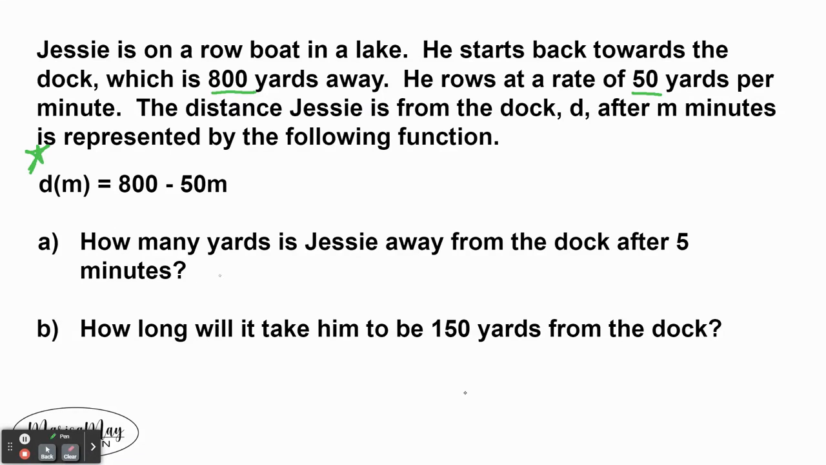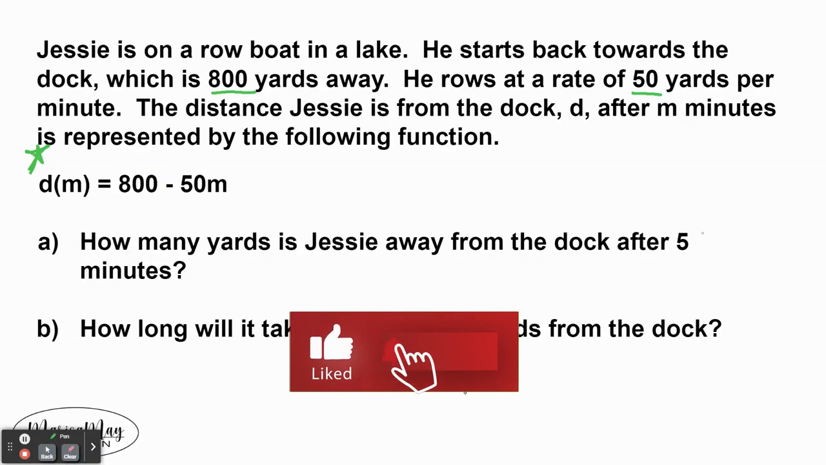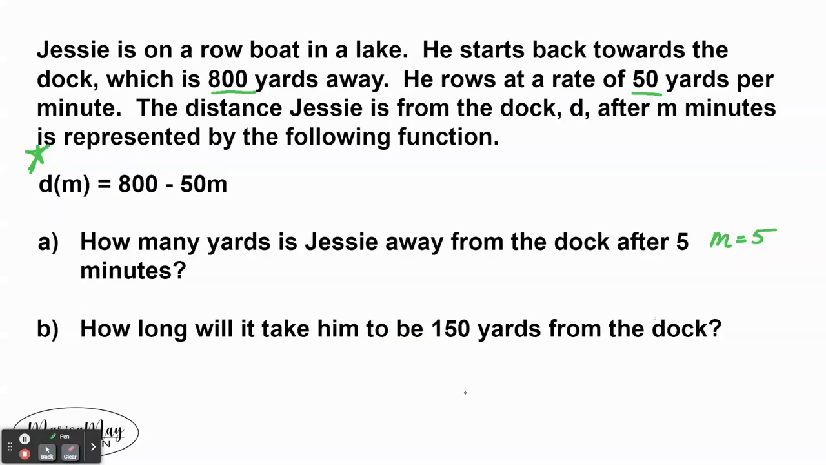So we have this function to work with. So how many yards is Jesse away from the dock after 5 minutes? So what this is saying is when m is 5, what is D? So we're going to put a 5 into our equation for the m. So we'll have D of 5 equals 800 minus 50 times 5.